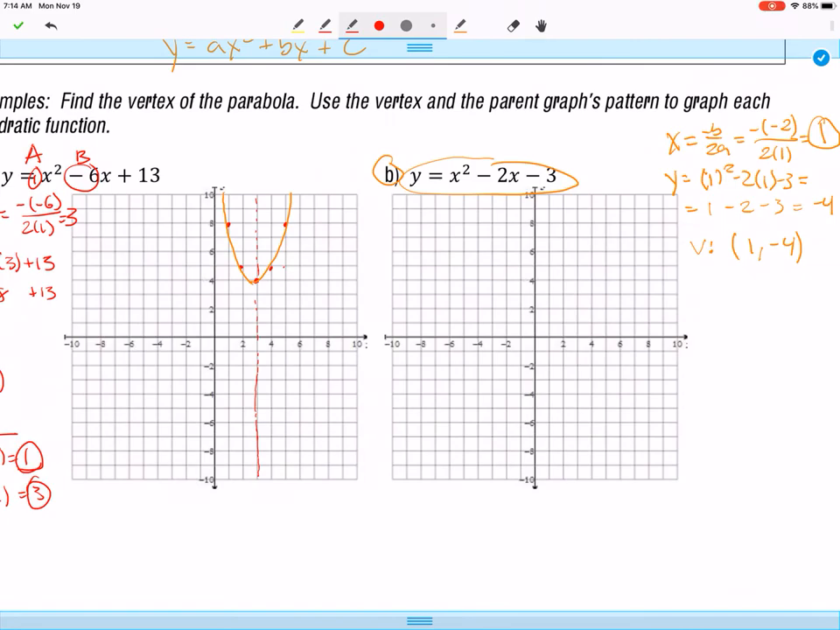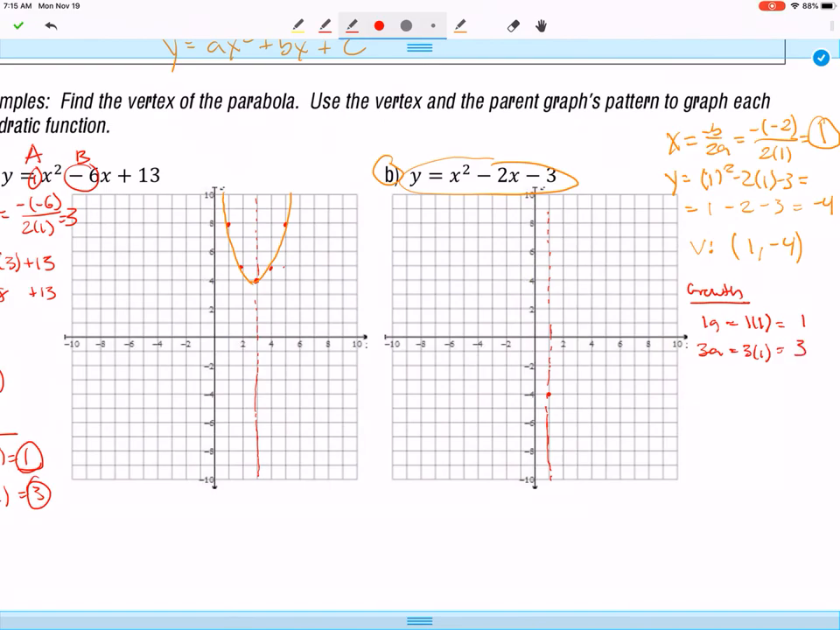So I'll put that point on. We go to 1 and negative 4, just like that. If you want, you could draw your axis of symmetry. And then we're going to do the growth. So we're going to do 1a and 3a, and that gives us 1 times 1 and 3 times 1. So this is just the same: this is 1 and 3.